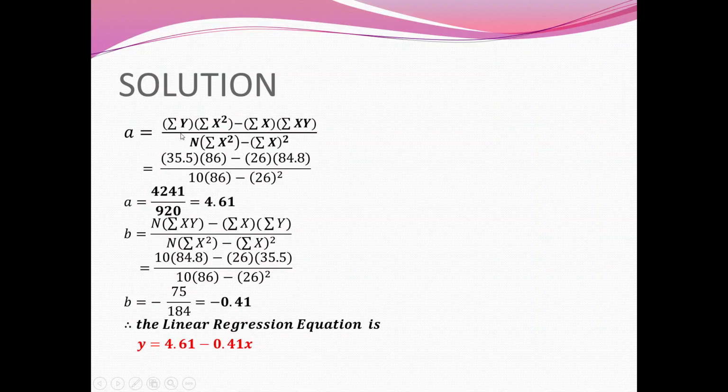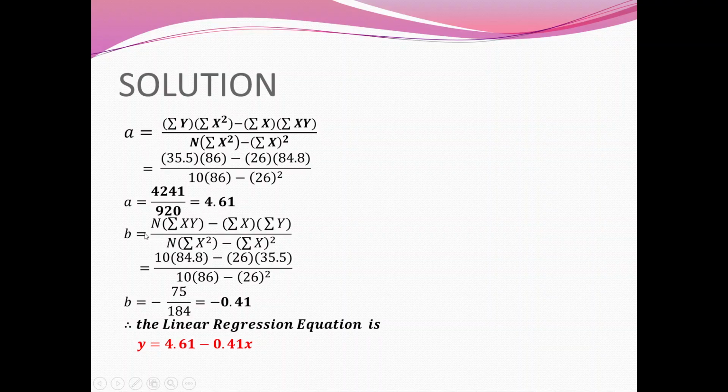Now, from our tabular solution, we have a total of sum of y as 35.5, and the sum of x squared is 86, minus the sum of x is 26, and the sum of the product of xy as 84.8. The number of observations, the number of cars, is 10, and the sum of x squared is 86, minus the sum of x, 26, raised to square. Then we can compute this using our calculator. We have a value of 4.61. Now, this is the corresponding fractional form of this, but you can also use the decimal form of the value.